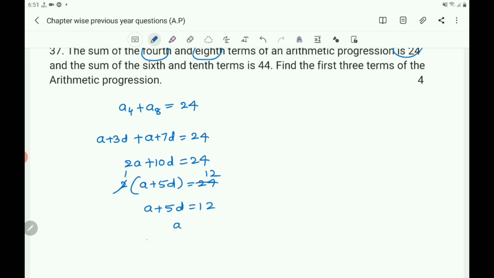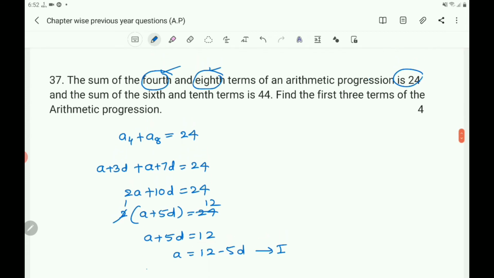You express this in terms of a: a = 12 minus 5d. So you write a in terms of d. You transfer this 5d to the RHS, then it becomes a = 12 − 5d. When this plus 5d is transferred to the RHS, it becomes minus 5d. So now you consider this first.